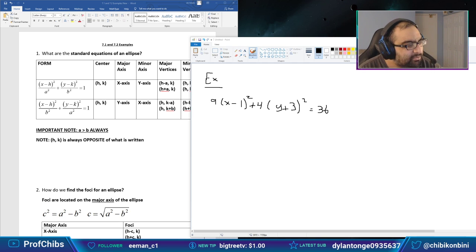You know, there's one glaring thing. Can I put the 9 and 4 under? I can get 9 and 4 on the bottom? Okay. How do I do that? I can't magically just move 9 and 4 on the bottom. I have 9 times something. I have 4 times something.